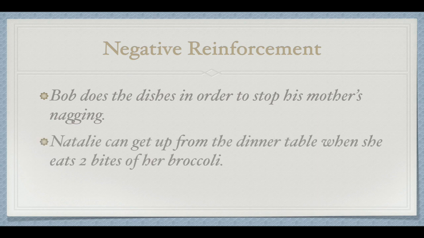Natalie can get up from the dinner table when she eats 2 bites of her broccoli. Now, negative reinforcement. So I'm going to eat two bites and get up from the dinner table, or I can avoid eating even more broccoli.